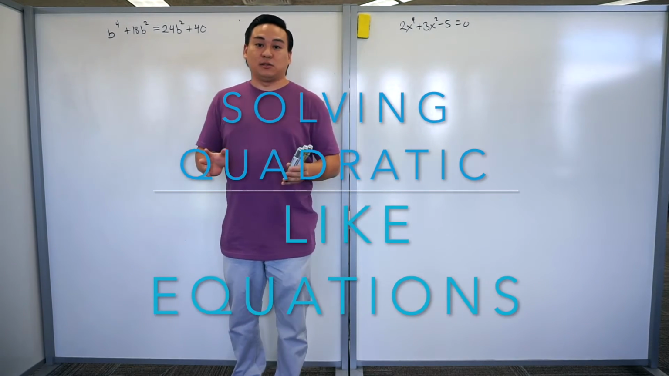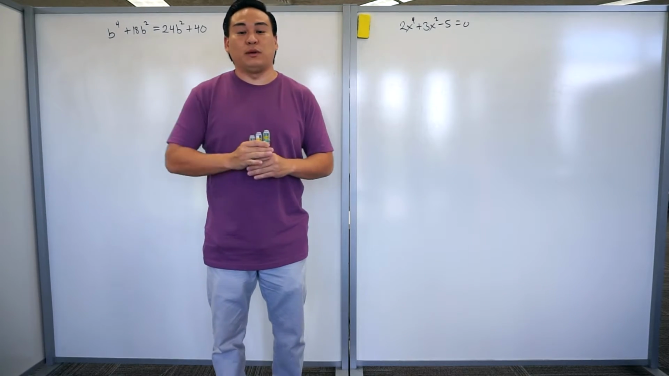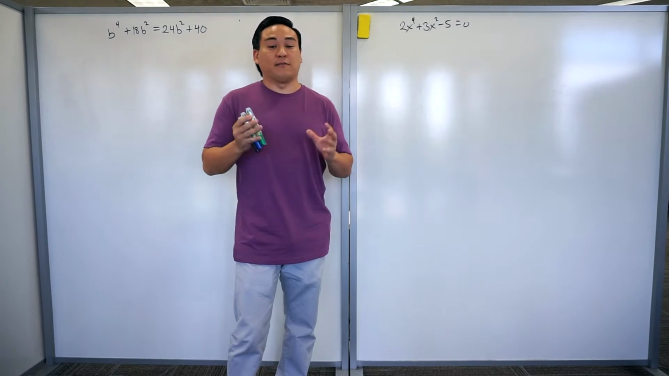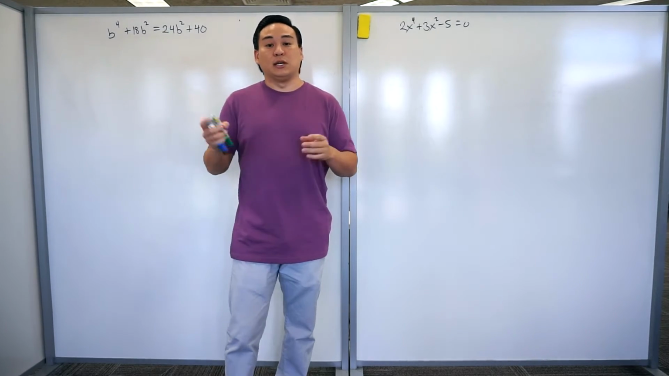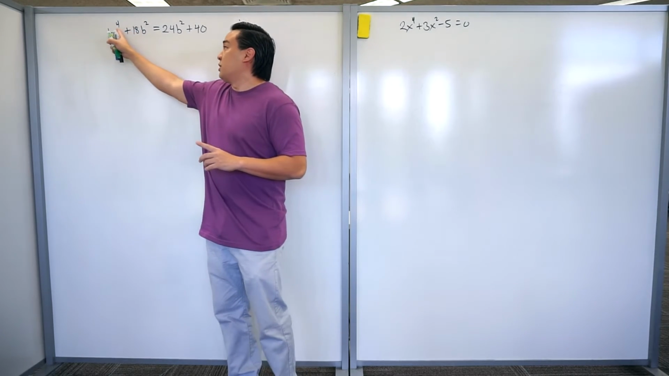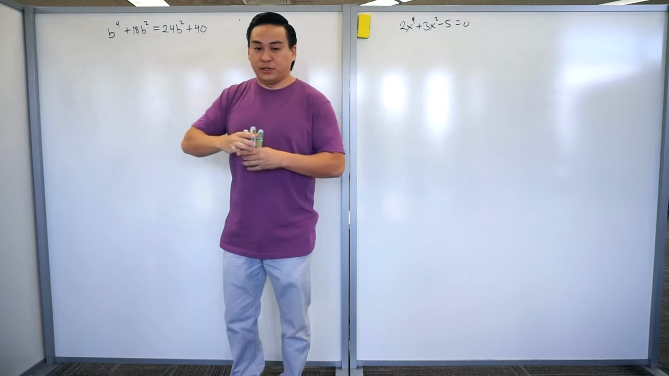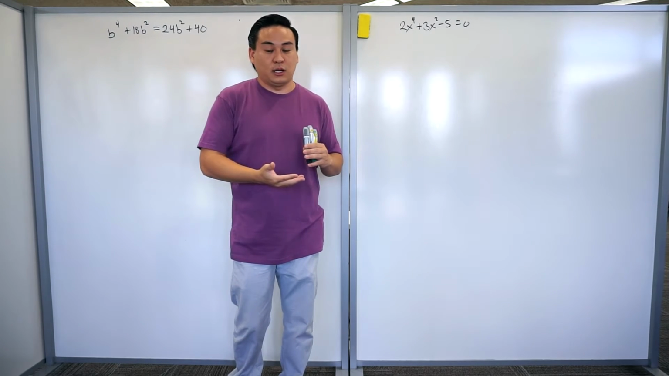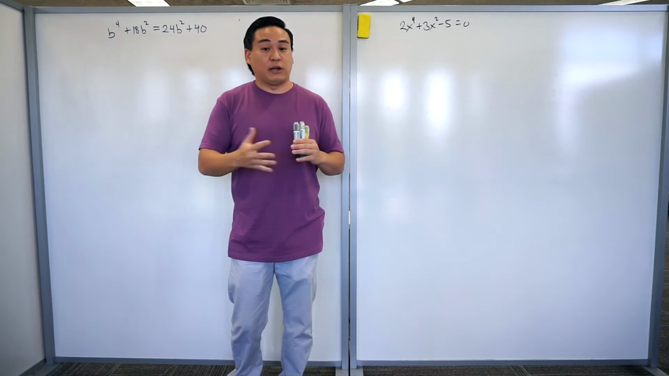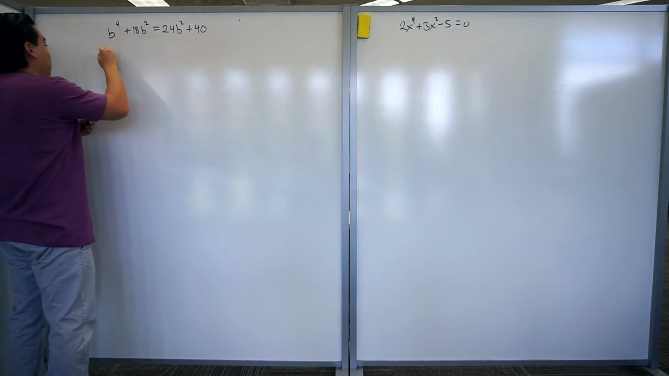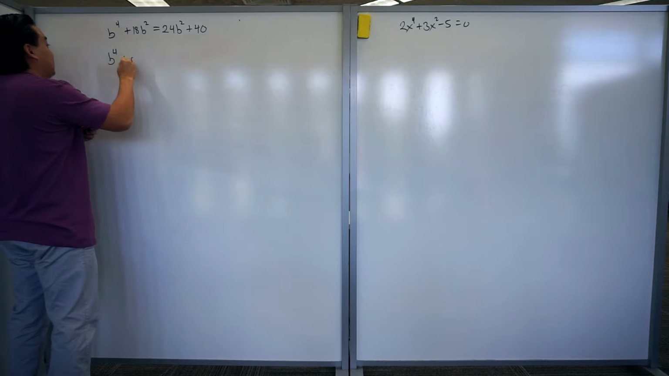Okay, so let's do another type of solving where we have something which is quadratic in form. So remember, when we did quadratic in form type polynomials, the degree of the larger is always going to be double the smaller. So what we're going to do is solve for one side 0, bring everything over to the left. So b to the 4th plus 18b squared.